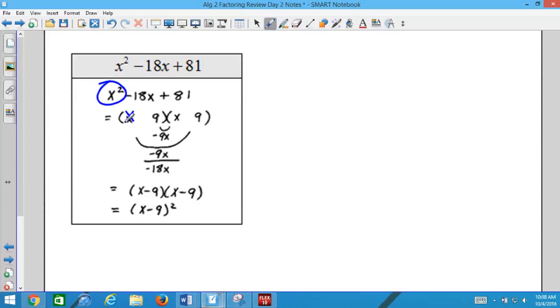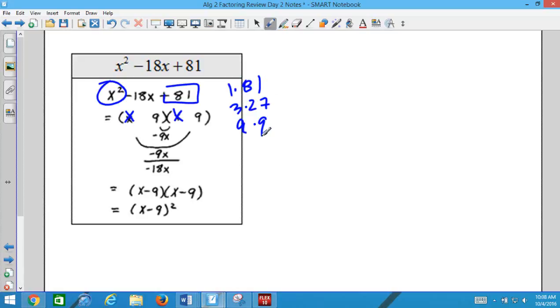That's x and x. Then you're thinking, what times what could possibly make 81? And you start making a list. 1 and 81, not 2. 3 and 27, not 4, not 5, 6. 9 and 9. Oh, but 9 and 9 somehow could give me 18 in the middle.